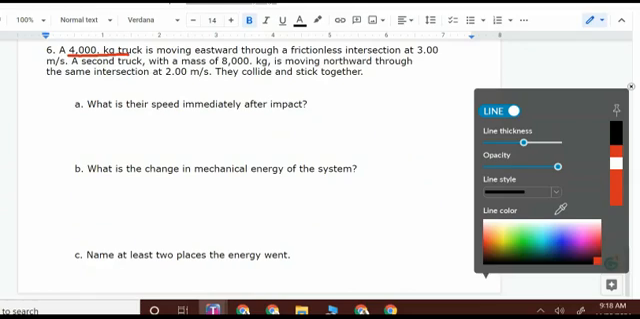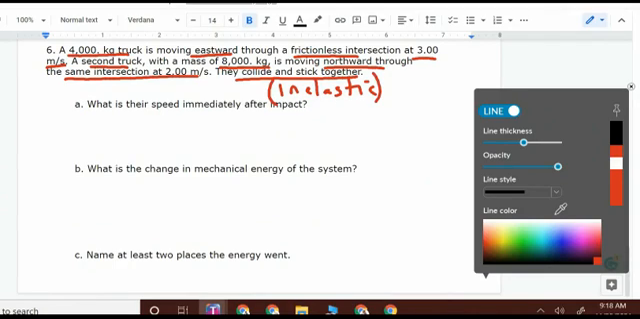Moving eastward, frictionless section, 3 meters per second. Second truck, bigger mass, moving north, same intersection. They collide and stick together. It's inelastic. So why is this a conservation of momentum question? Collision, interaction. What's unusual? What have we never seen up to this point?